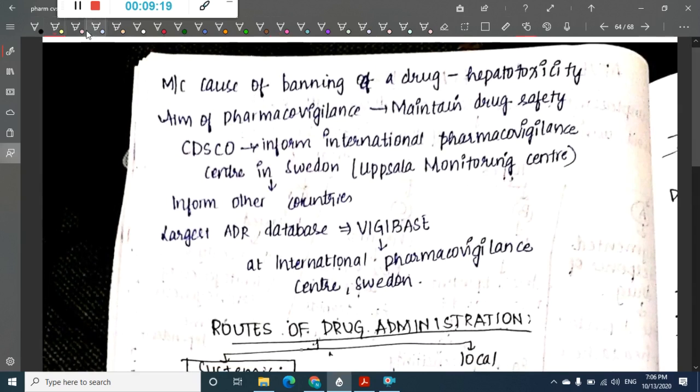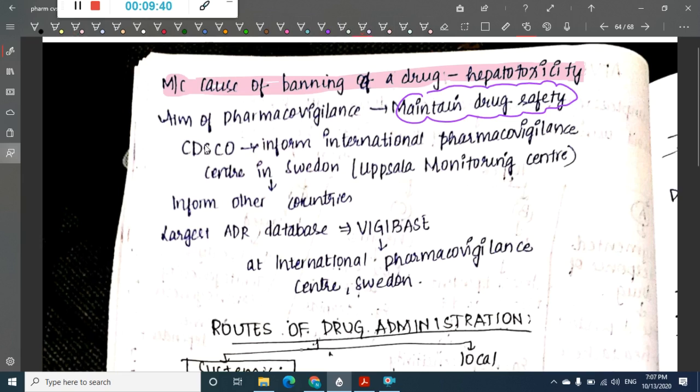Now, if you were asked one-liners, what is the most common cause of banning a drug? Hepatotoxicity is the most common cause of banning a drug. Then, what is the aim of pharmacovigilance? The main aim of pharmacovigilance is to maintain drug safety.